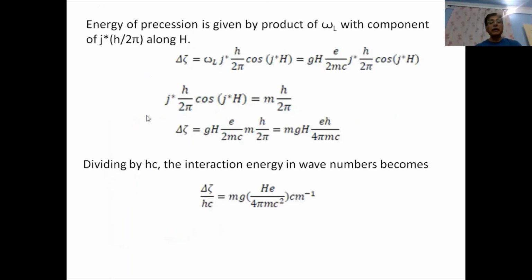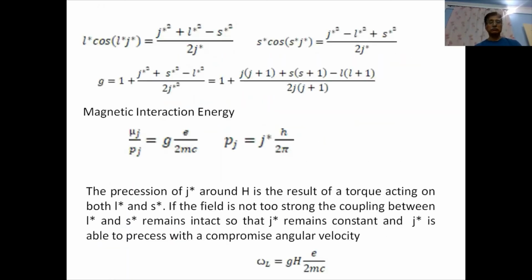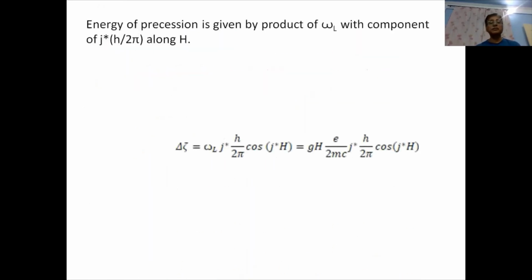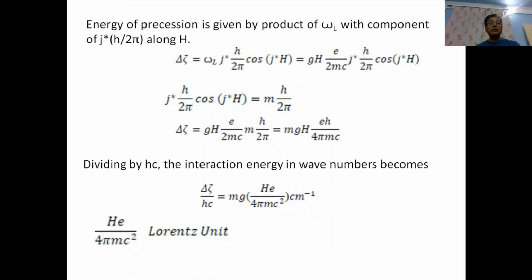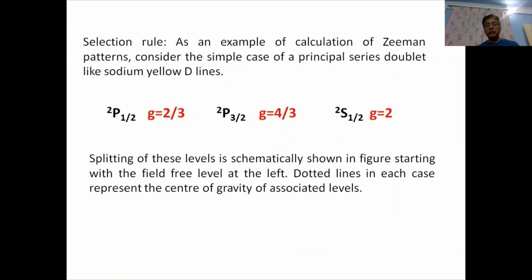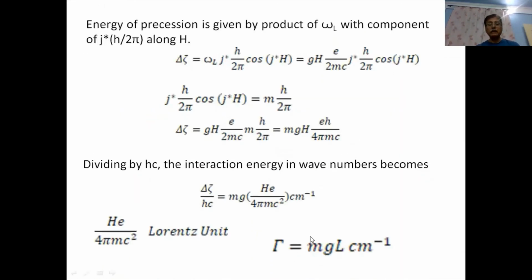And then we are reminded of the formula for G, and that G will be calculated from here. Now, for example, for P 3/2, this J will be given as 3/2, S is 1/2, and L for P is 1. So G can be calculated from here. Either it is for P 1/2, P 3/2, or S 1/2, or whatever the term is, we can calculate the value of G. And the splitting in the magnetic field is given by this formula, that is delta nu tilde is equal to mgL per centimeter.